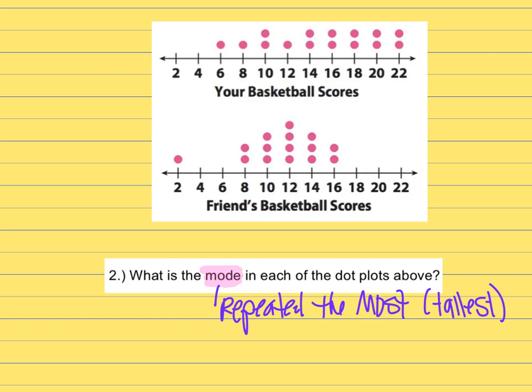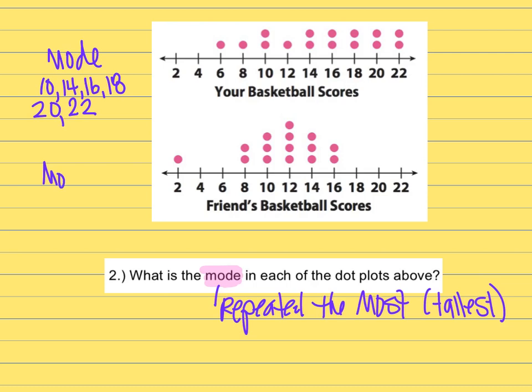Now for my basketball scores up here, I have several games where I scored the same amount of points twice. So all of these numbers that have two dots above them are going to be my mode. I'm going to have to list all of them: 10, 14, 16, 18, 20, and 22.